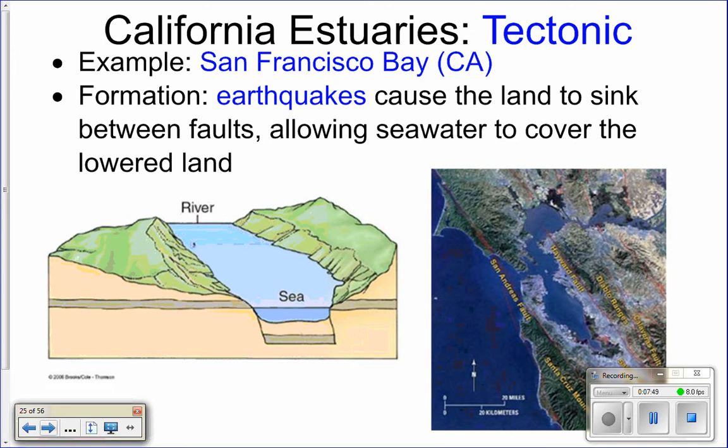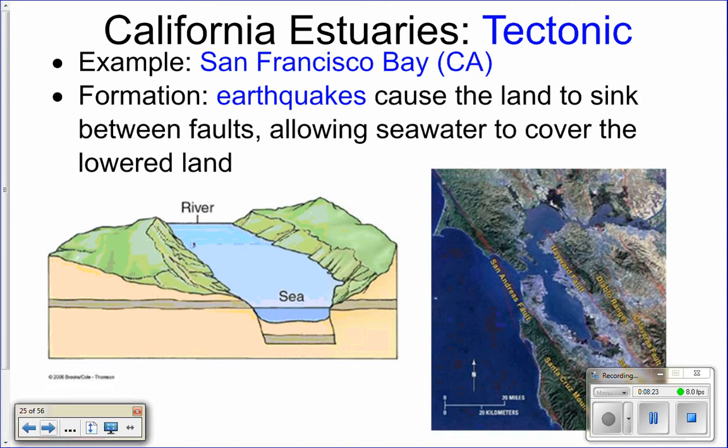All right. We had an earthquake like 3 days ago, yeah? Mm-hmm. So, tectonic estuary. San Francisco Bay is actually a tectonic estuary. San Francisco is located between two faults. Okay, so you've got the San Andreas Fault right here, and you've got the Hayward Fault right here. Tectonic estuaries are formed when you've got chunks of land in between these two faults, and you get a really big earthquake, and this piece of land between the two faults drops.